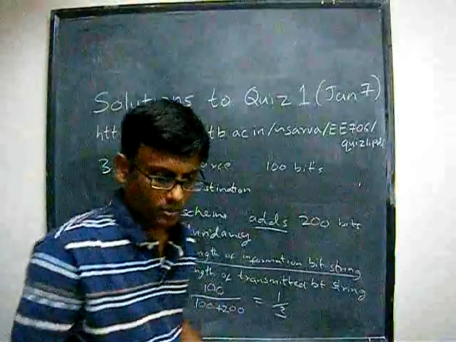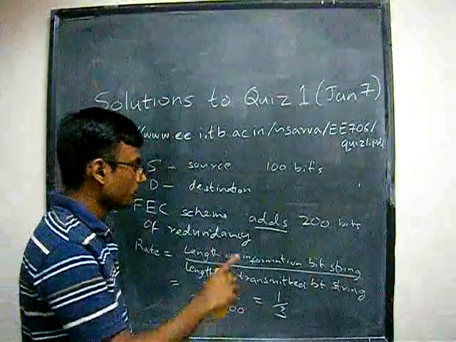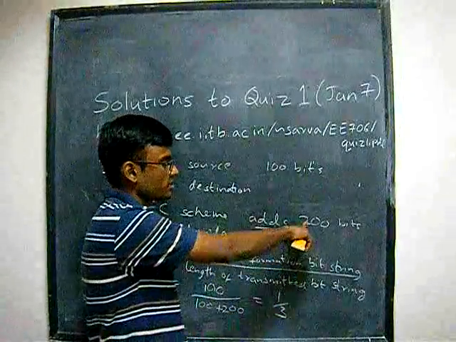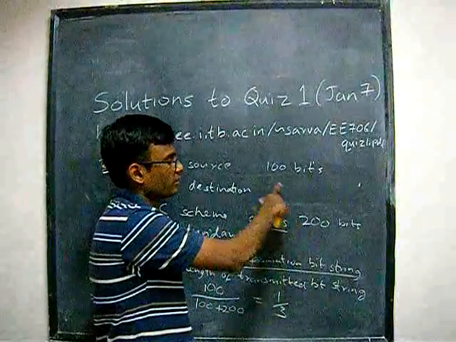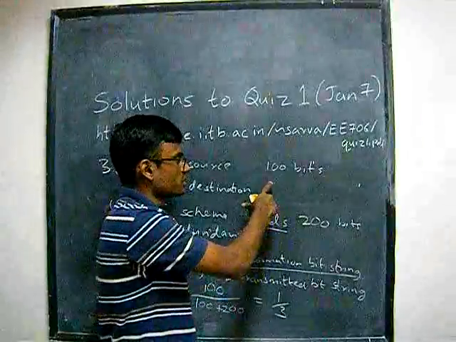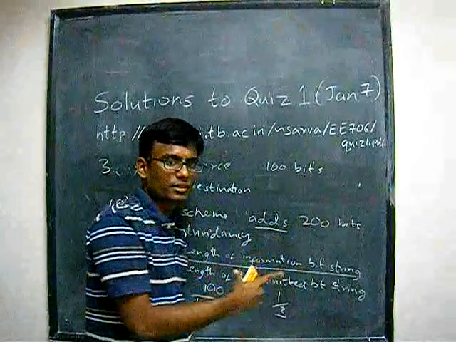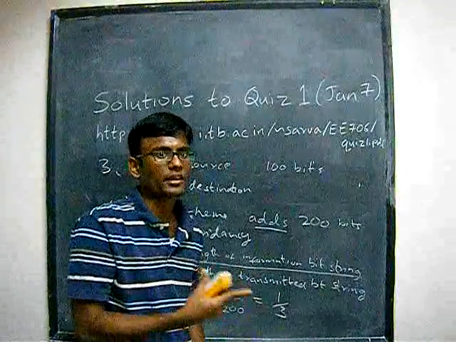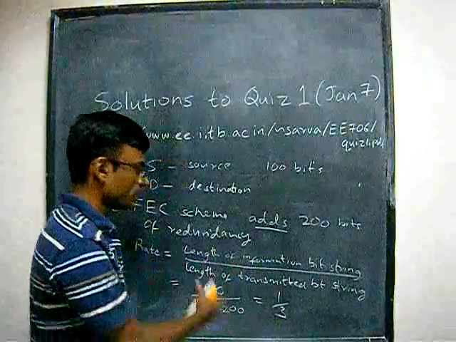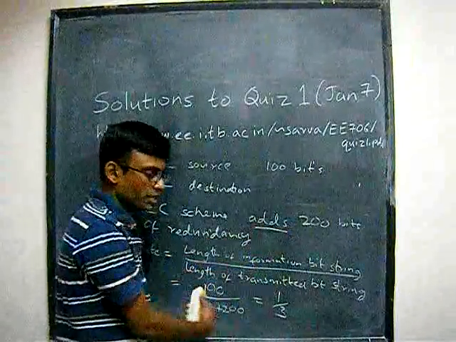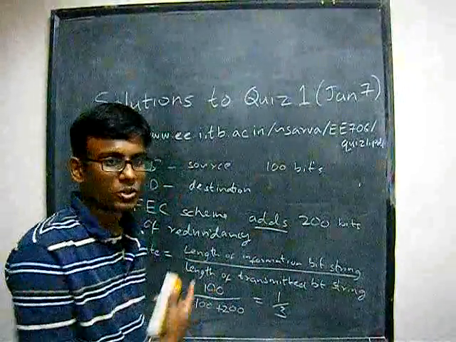That's that. Some people made the mistake of saying that the rate is 100 over 200. They misunderstood the question, in the sense they thought that 100 bits are transformed to 200 bits. But in that case, the redundancy added is just 100 bits, so the rate would be half. But in this case, you add 200 bits of redundancy, so the rate is 1/3. So that's 3A.